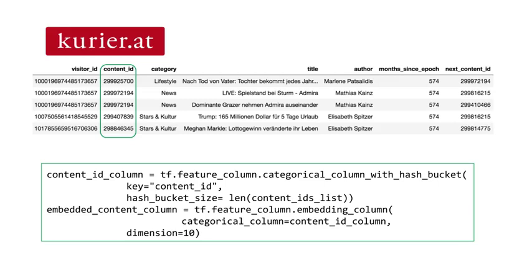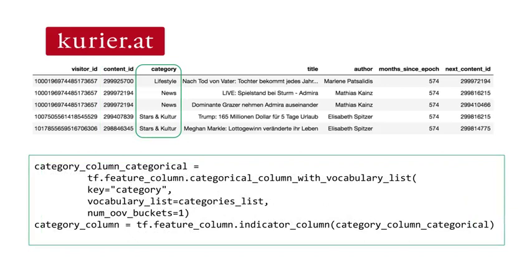The content ID is prescribed by Kurier and corresponds to the ID of the current article being read. We will make this a categorical column and use hash buckets because the number of content IDs will likely change over time. We'll then use an embedding column to embed this categorical feature before passing it off to the model. Similarly for the category column. This is also prescribed by the Kurier website, though here we have a vocabulary list, so naturally we will use the feature column for categorical features with a vocabulary list.